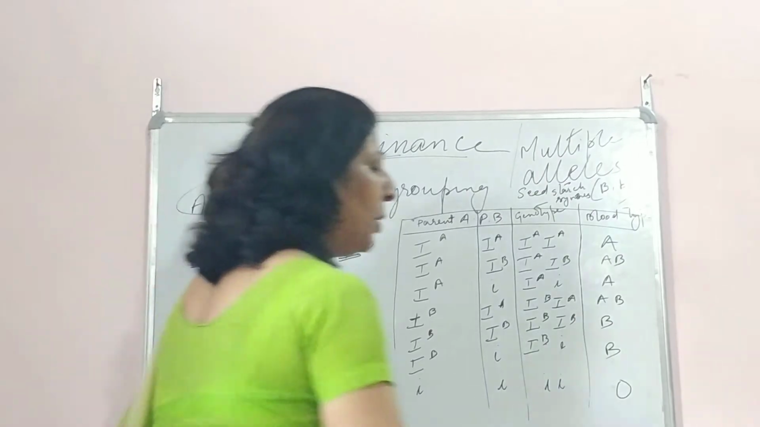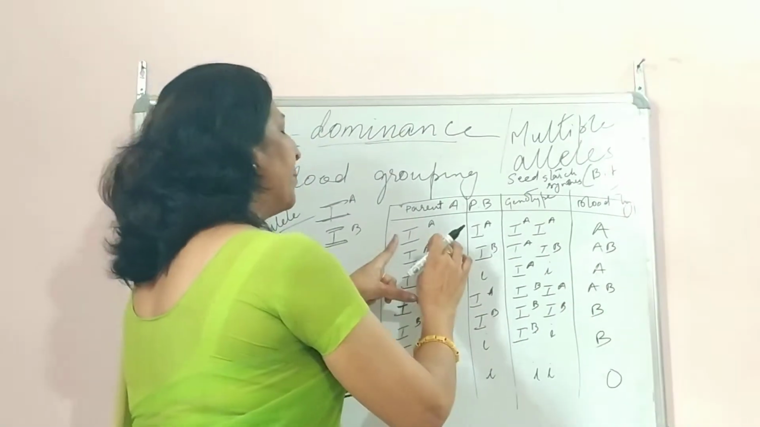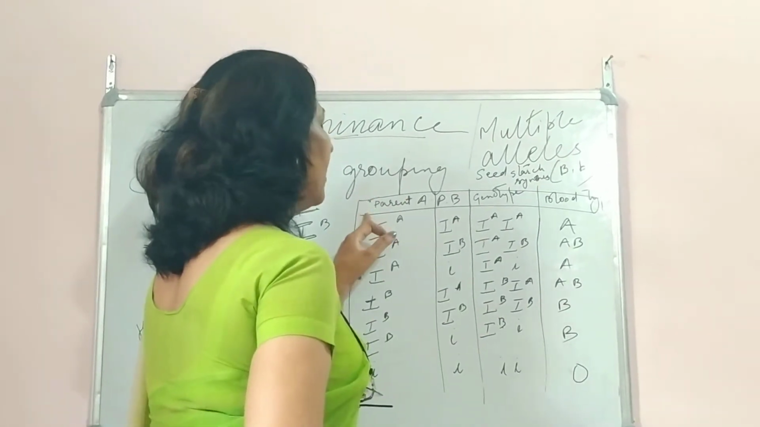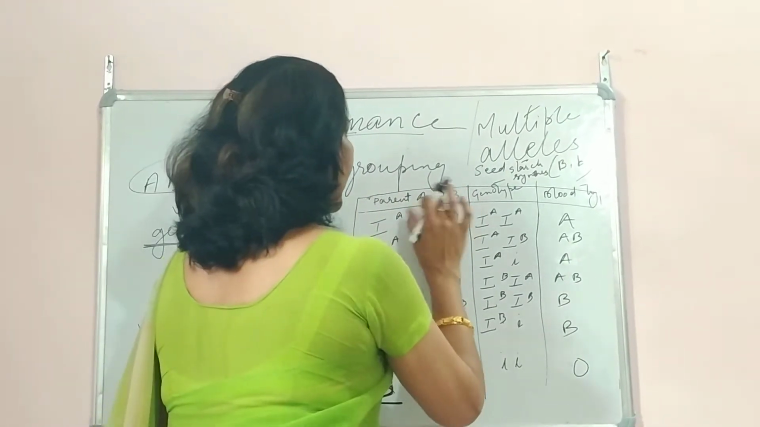So now here it comes. The father, suppose he gets IA, and the mother also; like parent A, parent B, we can take as father and mother.